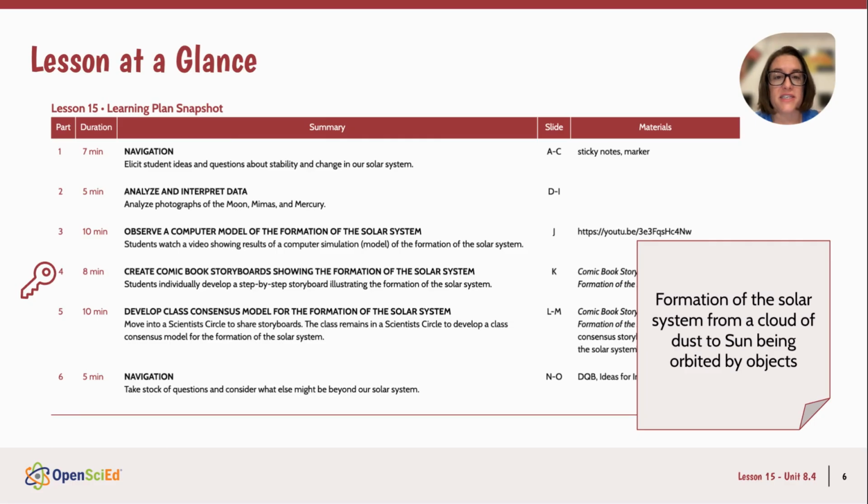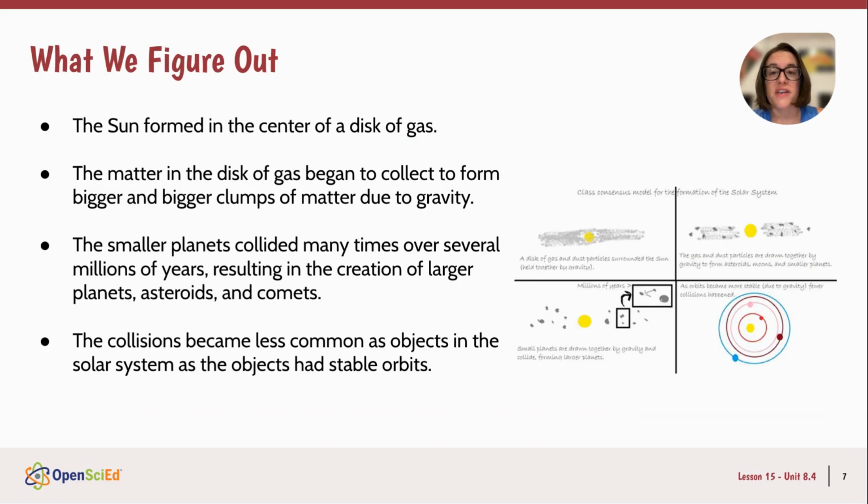So in this lesson, students figure out that the formation of the solar system goes from this cloud of dust to the sun being orbited by specific objects. What they figure out more in depth is that the sun is formed in the center of a disk of gas, and then eventually the matter in that swirling disk began to clump together due to gravity, and then smaller planets collided many times over millions of years, resulting in larger planets and asteroids forming. And then these collisions became less common as those stable orbits developed and those paths cleared.